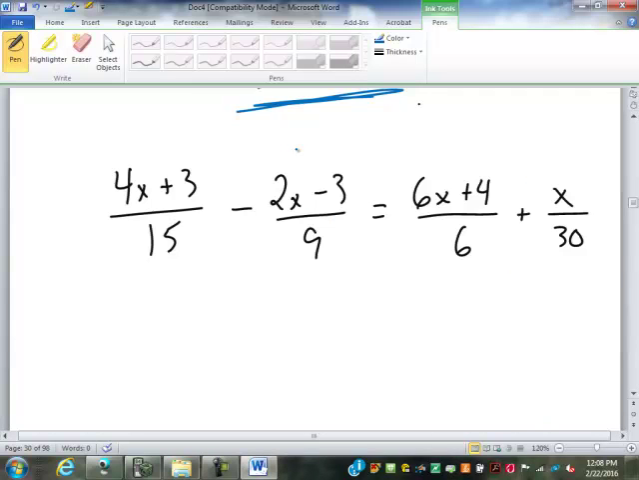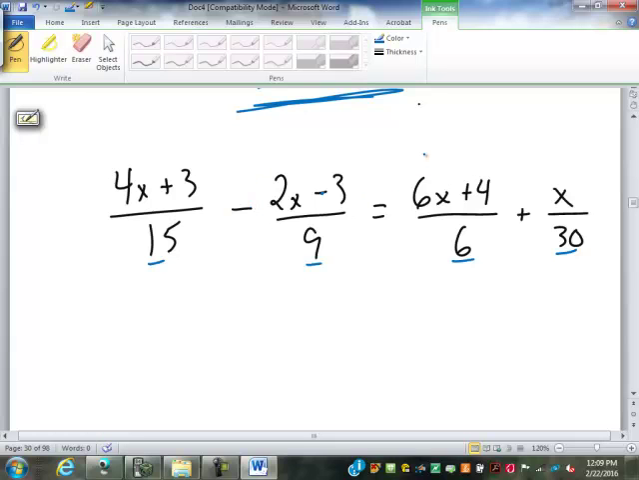All right, let's take a look. First thing we have to do here, I mean, we could distribute and divide these out, make this 4/15 x plus 1/5 minus 2/9 x plus 1/3. Can you tell me why this became plus 1/3? Because that's a negative and there's a minus out front. You have to distribute that negative.